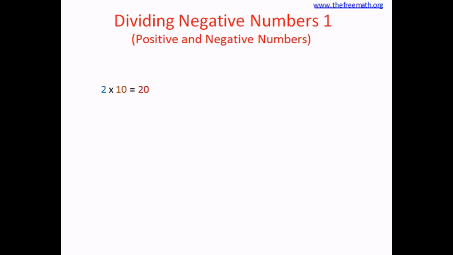Or we can write the same thing using a division like this. 20 divided by 10 equals 2. That means if you make 10 parts of 20, you get 2 in each part. Or I could write like this. 20 divided by 2 equals 10. That means if you make 2 equal parts of 20, you get 10.